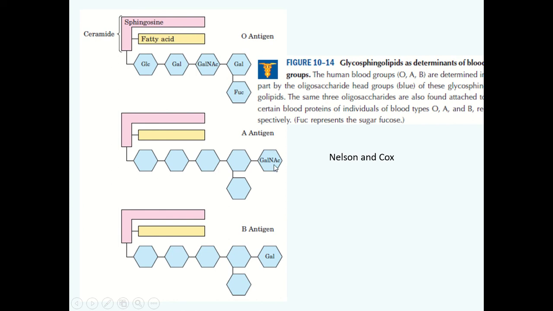If N-acetyl galactosamine is attached to this base oligosaccharide, it gives rise to A antigen. And if galactose is attached to this base oligosaccharide, the antigen is called B-type antigen. ABO blood groups arise because of this typical type of oligosaccharides present on these glycosphingolipids. They are present on the membranes of red blood cells.